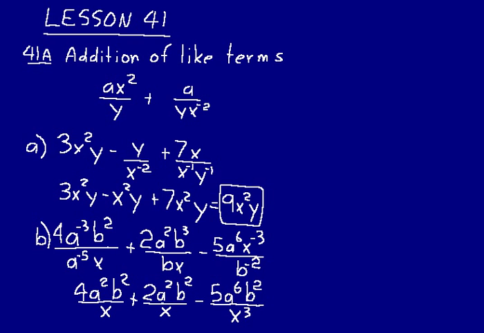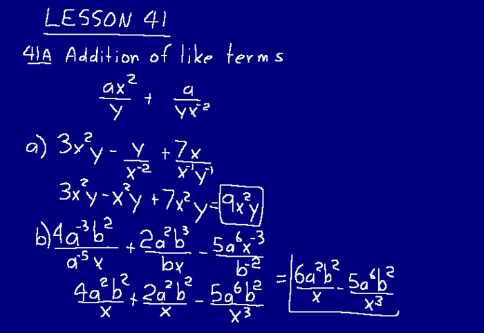So now let's go back and look at that. All of our exponents are positive now, and we can see clearly that the first two terms are like terms. They both have a squared, b squared over x in them. But the third term is not a like term. So we'll simplify by adding those two like terms together, and we'd have 6 a squared b squared over x minus 5 a to the 6 b squared over x cubed. And so that's our answer there.